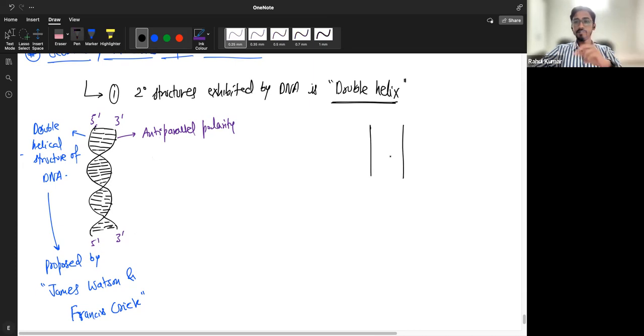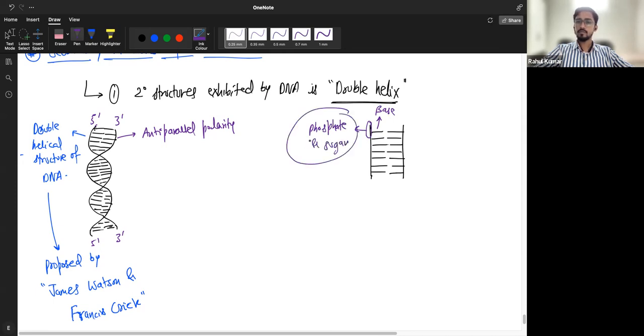Let's say I'm unwinding the helix. Okay. Helix is right-handed coiled. I'm unwinding it so that you can see it like this, right? So you know that this thing is the base, right? Which is going towards inside. And here in this backbone is present your phosphate and sugar. You understand?